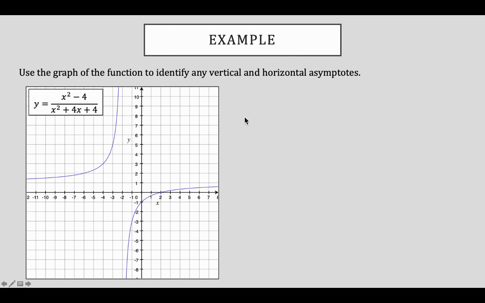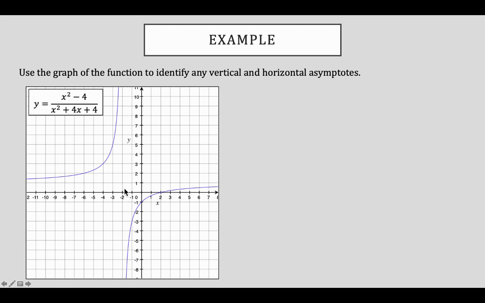So here we have a graph of the rational function y equals x squared minus 4 divided by x squared plus 4x plus 4. Identify any vertical and horizontal asymptotes. Well, recall, vertical asymptotes occur when our function values, our y values of our graph, approach positive or negative infinity as x approaches some real number.